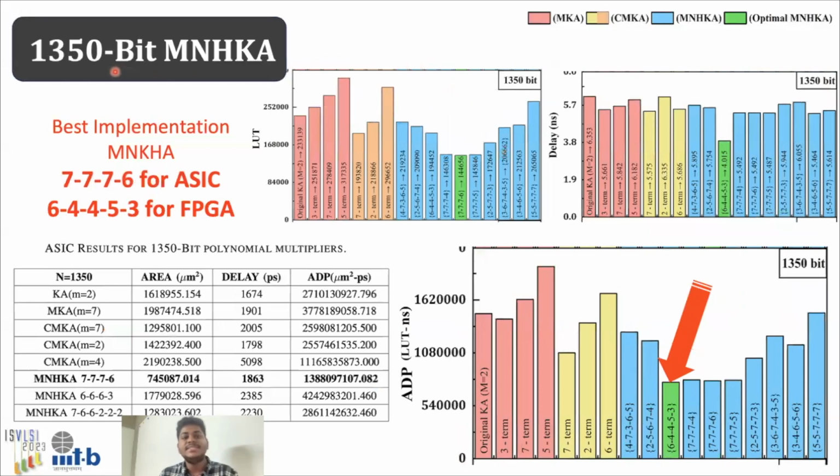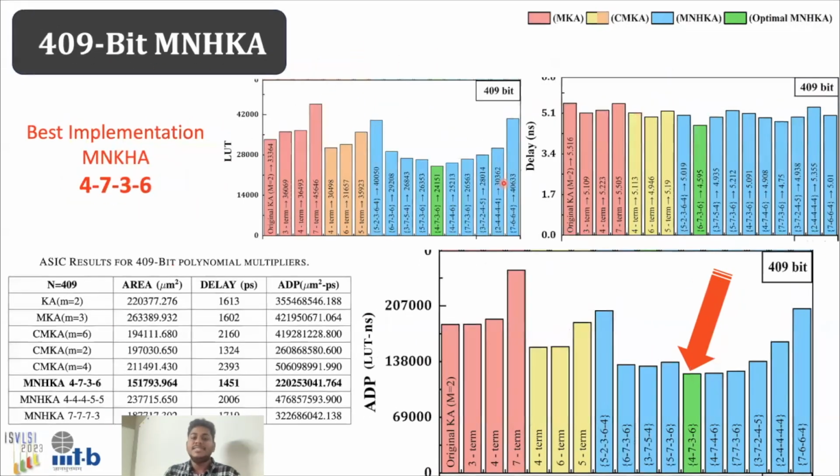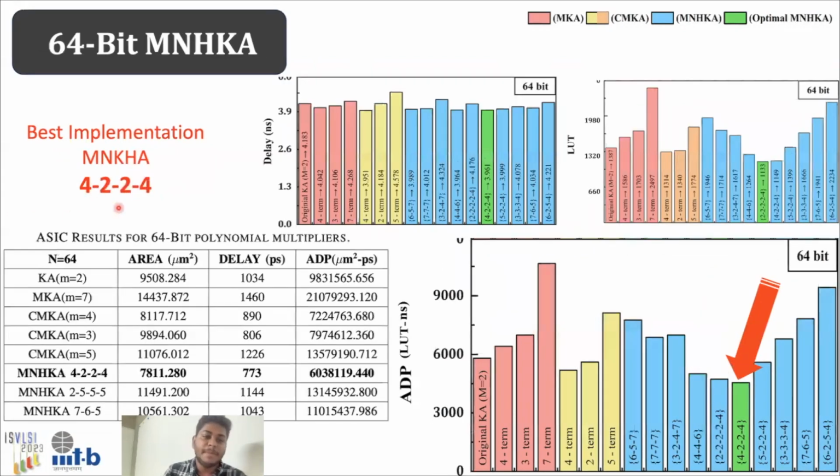And similarly, these are the results for the 1350 bit multiplier, and these are the results for 409 bit. It turns out the best sequence is 4736, and for 64 bit, the best sequence is 4224.